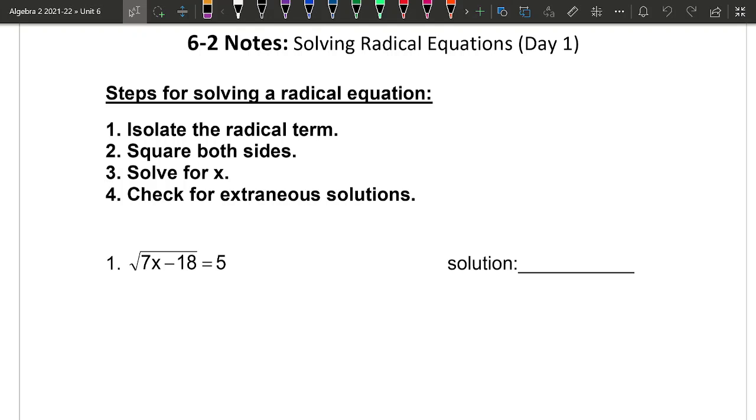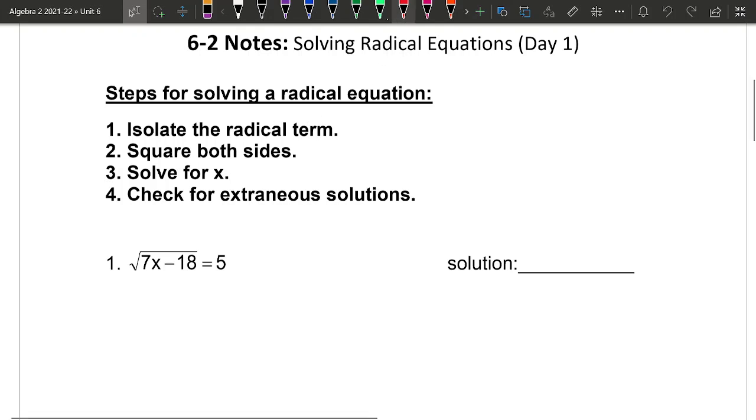Okay, so steps for solving the radical equation. First, you have to isolate the radical, so make sure it's by itself. And then you square both sides. Square is the inverse operation of square root, so that's why you do it, to cancel out, and then solve for x.